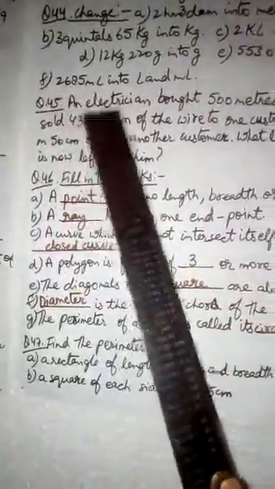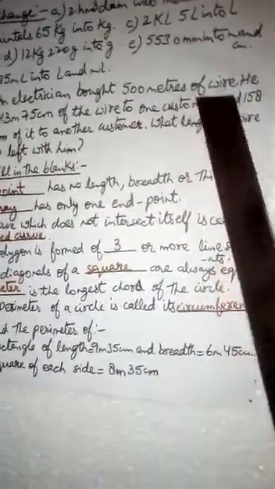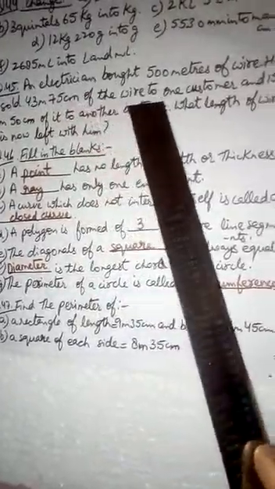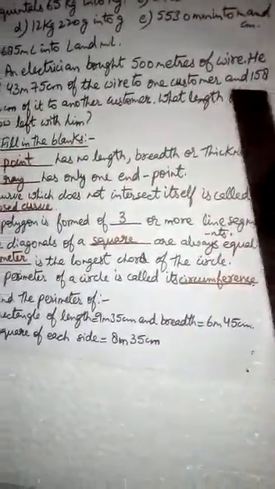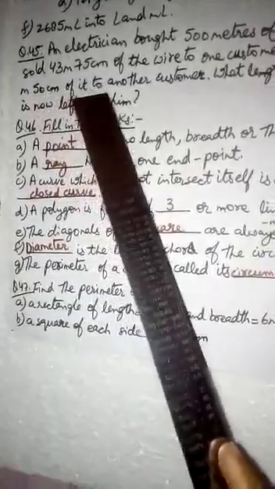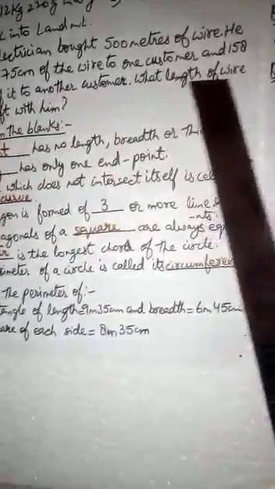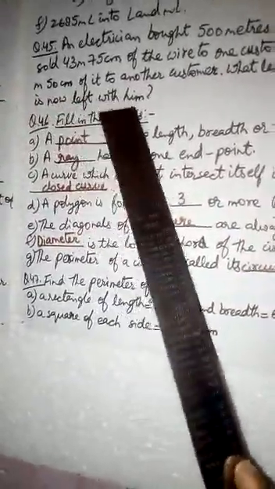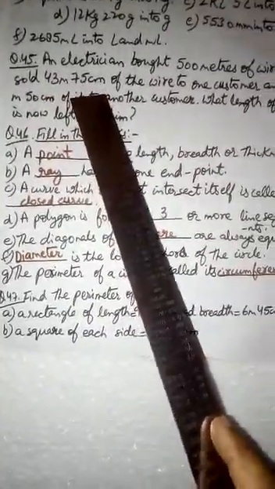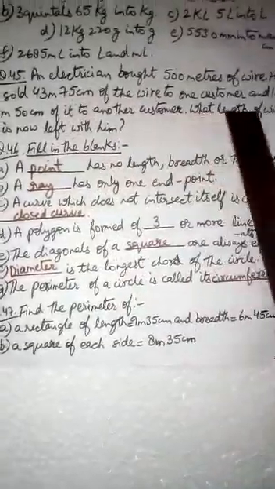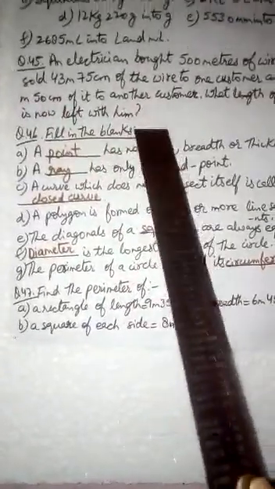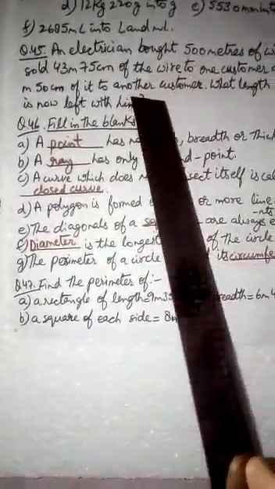Question number 45. An electrician bought 500 meters of wire. He sold 43 meters 75 centimeter of the wire to one customer and 158 meter 50 centimeter of it to another customer. What length of wire is now left with him? In this you have to add 43 meter and 75 centimeter and 158 meter 50 centimeter. Then you have to subtract it from 500 meters. Okay, you will get the answer.